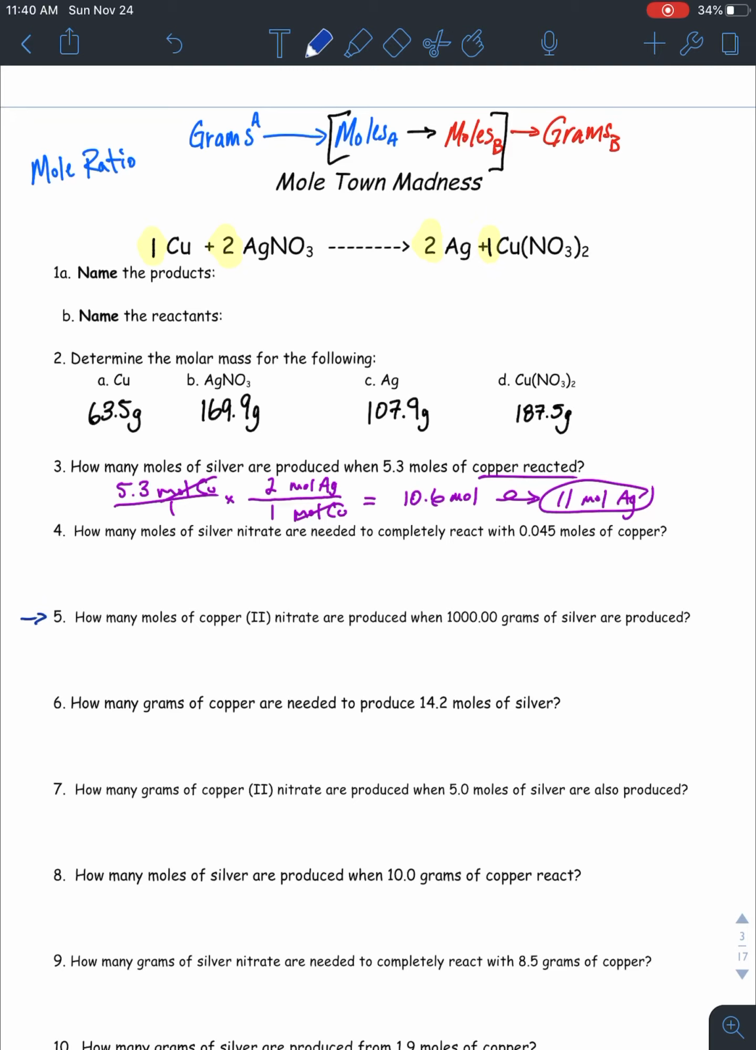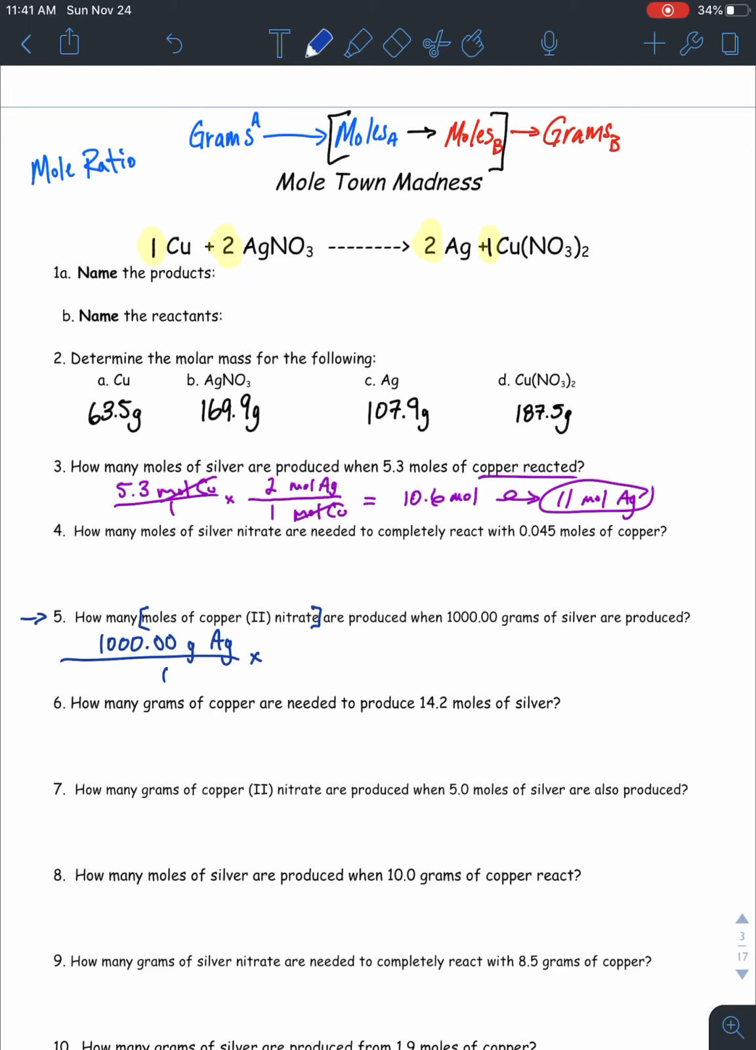Number 5 reads: how many moles of copper(II) nitrate are produced when 1,000 grams of silver are produced? So in this case, we're looking at the product side, and we're going to take our 1,000.00 grams of silver. We notice that we have 6 significant figures here. Counting is hard. So we have 1,000.00 grams of silver being produced, and we're trying to figure out how many moles of copper(II) nitrate are produced.